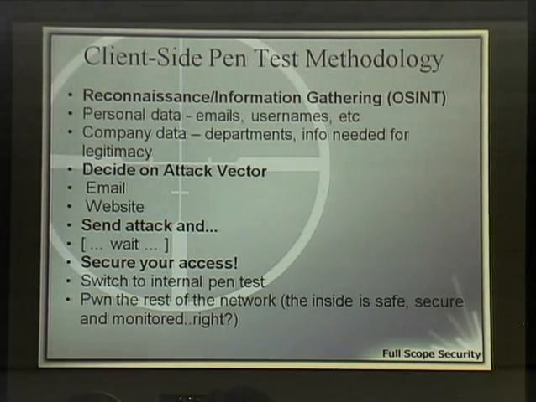Once we get all that information, we decide how we want to do this. We want to send you an email, or stand up a rogue website that you may browse to, send our attack, and we wait. Someone's going to open it eventually. Once that happens, we secure access and start moving around on the inside of your network. And in most cases, the inside of the network's nice and soft and chewy.